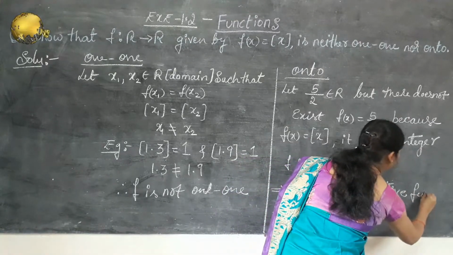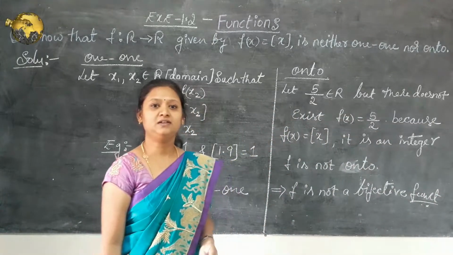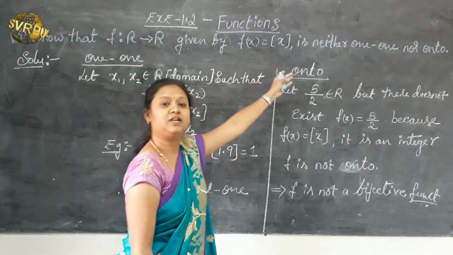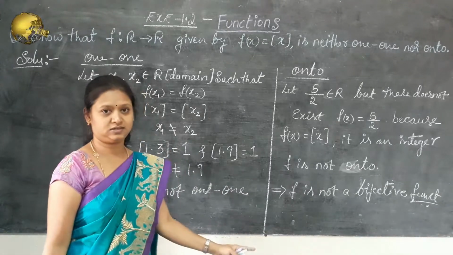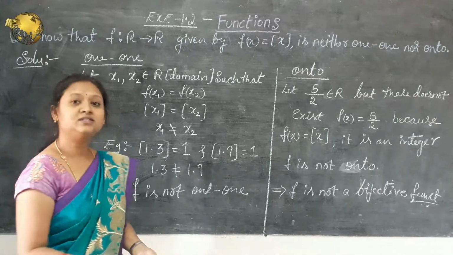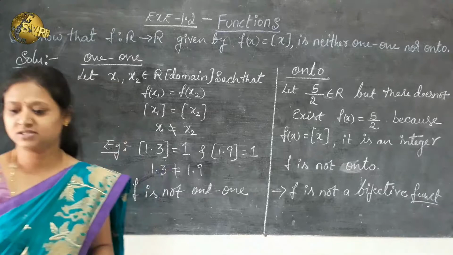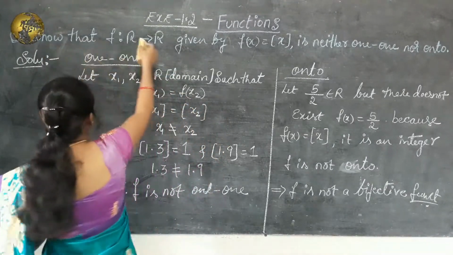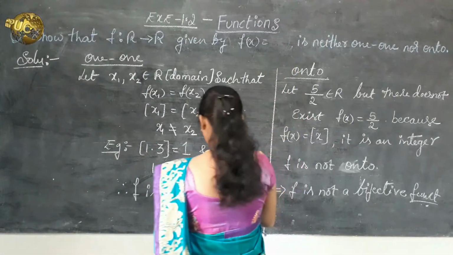f is not a bijective function. As you know, this greatest integer function will come under special functions. It is one of the important results. Okay. Similarly, as you understood this, let us learn about one more special function, that is the modulus function. Okay, children. So here, show that f from R to R, the function only I will change to the modulus function.